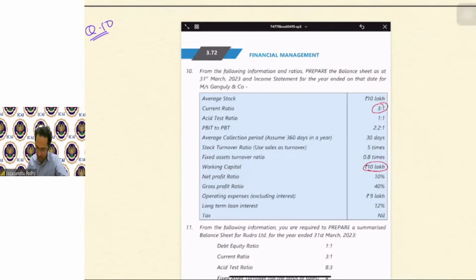So for sales, we'll take help of average stock and stock turnover ratio. Because in stock turnover, they're saying you have to use sales as turnover. So I'm going to connect average stock and stock turnover to get the sales value. Now, let's begin the solution first by connecting current ratio and working capital. Then we'll look into the average stock and other aspects.